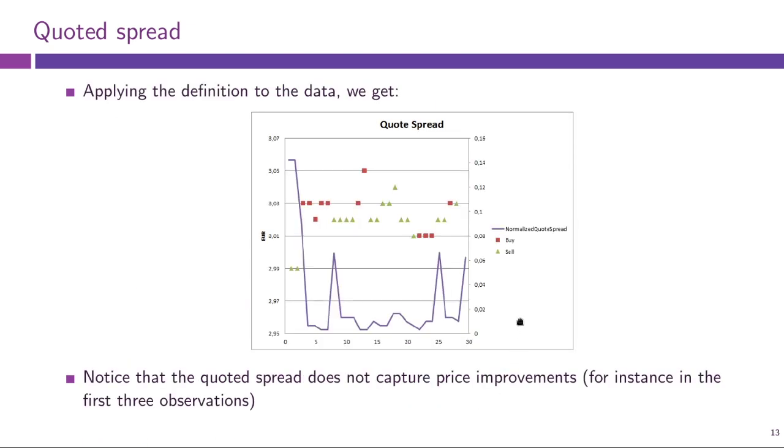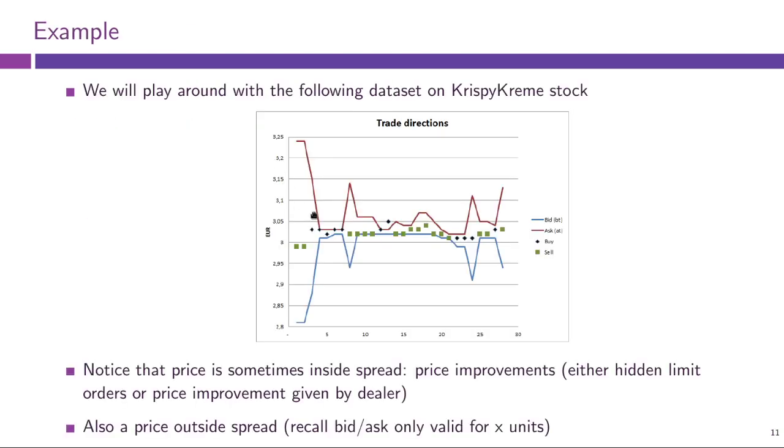If we apply this measure to our example, then you will get a graph something like this. Ignore the ticks. We look at the purple line. The purple line is the normalized quoted spread, with the scale on the right y-axis. And you can immediately see what is wrong with this measure. You can see that the quoted spread around the first transactions was really huge. But if you go back and look at the actual prices at which those transactions took place, you see that things were not actually that bad because these trades received price improvements. So maybe the market was not as illiquid as this quoted spread makes it seem.